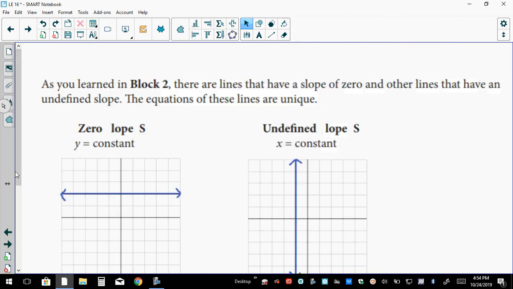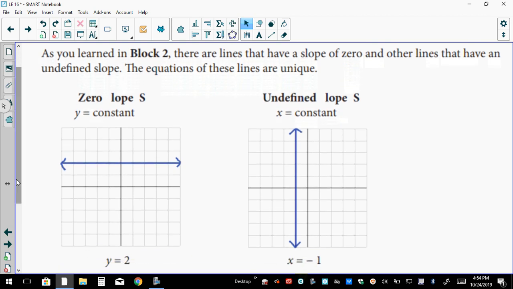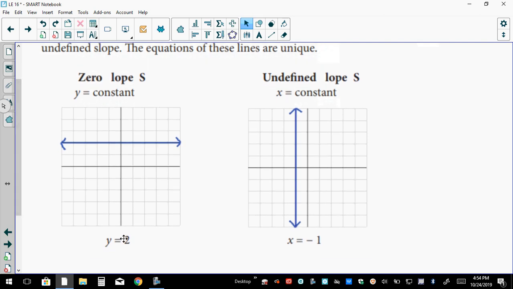Okay, in the last lesson we talked about undefined slopes and zero slopes. These are kind of unique equations. I would go ahead and take a minute to draw these and take these notes: zero slope, which means it still does have a slope, but it's 0. And the equation is y equals 2.